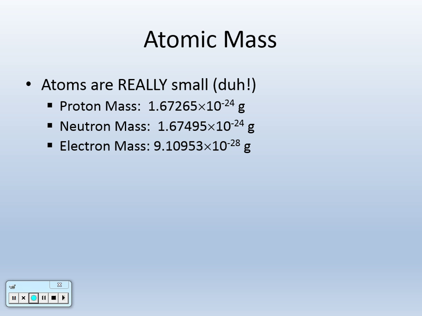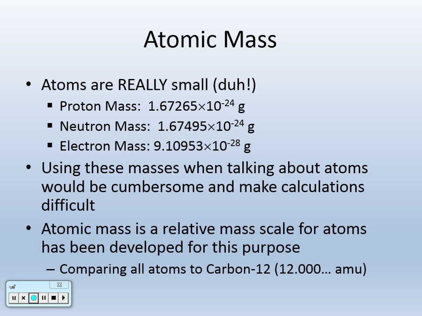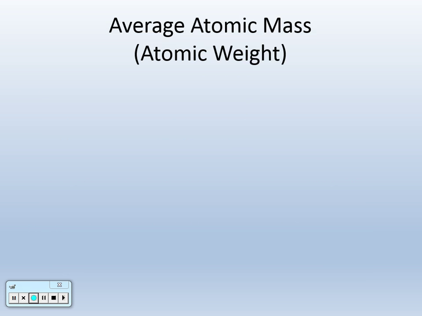Okay? All right. So, atomic mass is a relative scale for atoms, comparing all atoms to carbon-12. And we set a value equal to 12 for carbon-12, right? Good? Yes? I don't think you had to fill anything in yet on your outline. Okay. All right, so here's what happens.